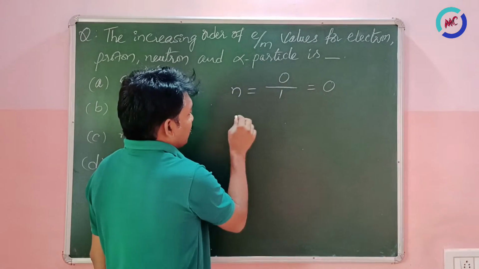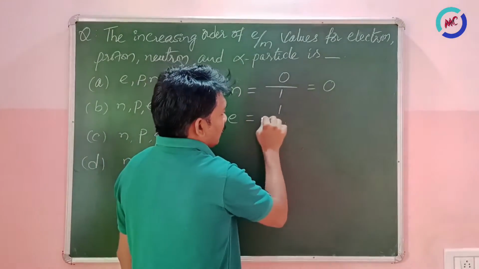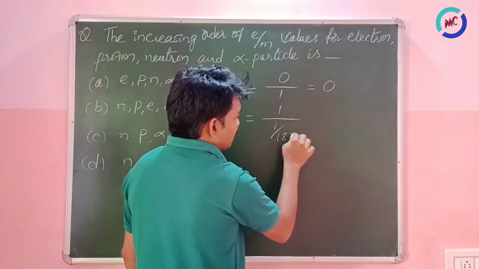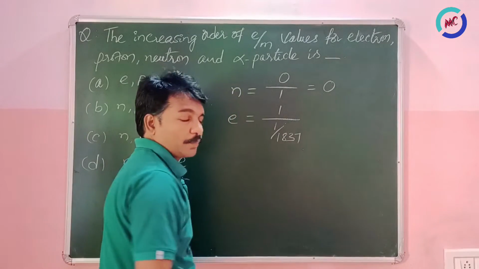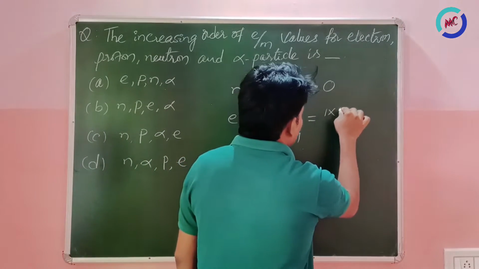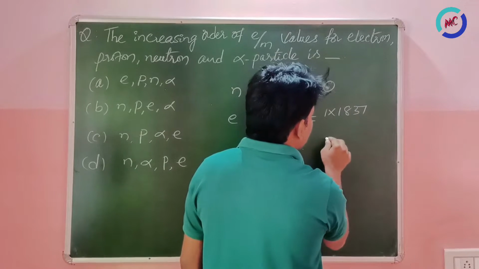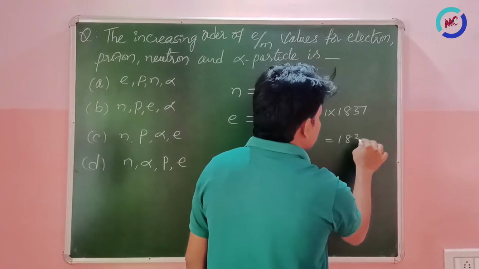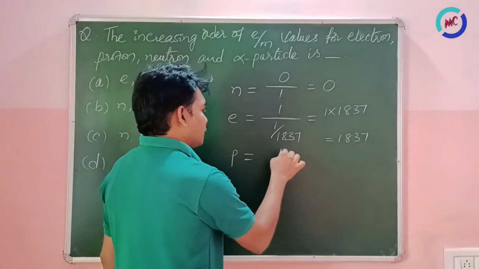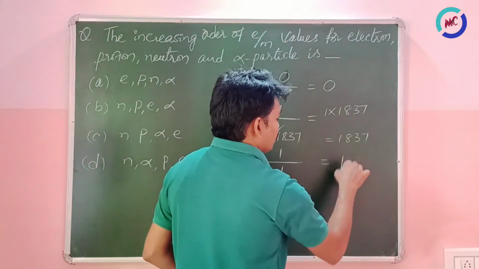And next, if you consider the electron, the charge is 1 and the mass is 1 by 1837 times that of a proton. That's why we can write it as 1 into 1837, that is equal to 1837. And if you consider the proton, charge is 1, mass is 1, that is equal to 1.